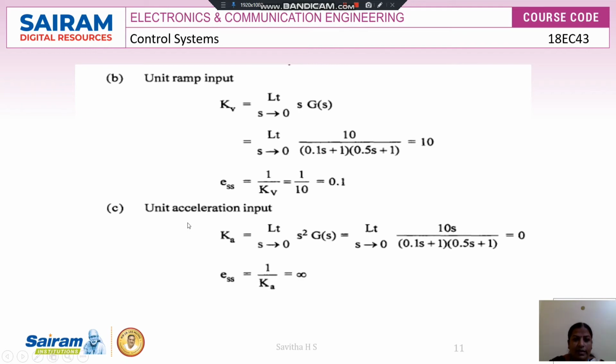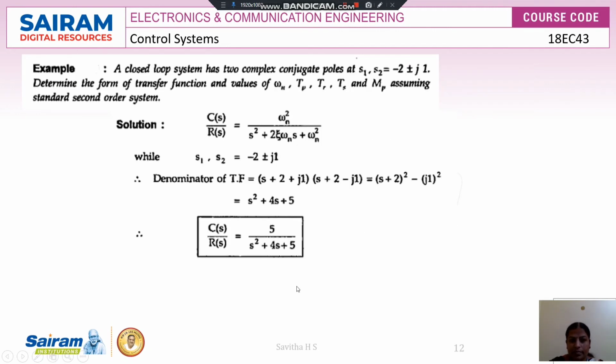Next is the unit acceleration input, that is Ka is equal to limit as s tends to 0 of s square into G of s. If I substitute the value, I'll get it as 0, because anything multiplied by 0 will be 0. So ess is equal to 1 by Ka, and 1 by 0 will be infinity.